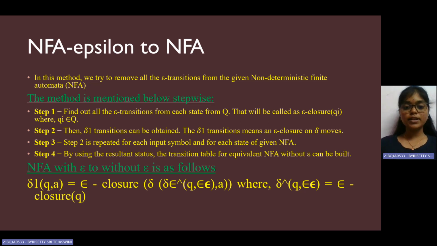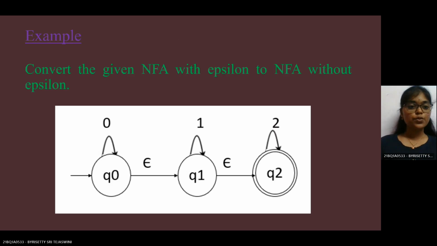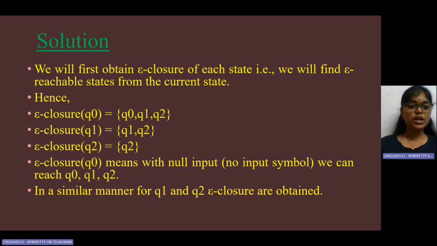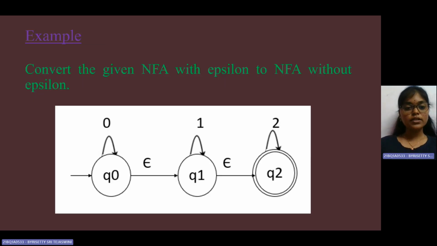So let us see an example, then you'll get a clear view. For example, if the NFA with epsilon is this diagram, now we convert this into one without epsilon. So the solution is, first we obtain the epsilon closure of each state. There are 3 states: Q0, Q1 and Q2. The start state is Q0 and the final state is Q2. The input alphabets are 0, 1 and 2, and the states are Q0, Q1, Q2.